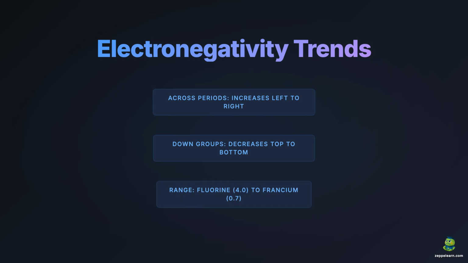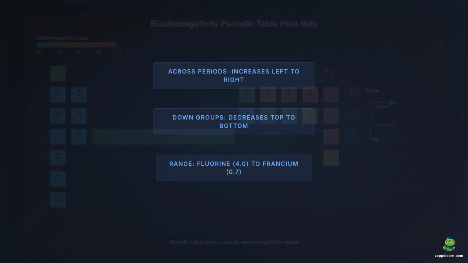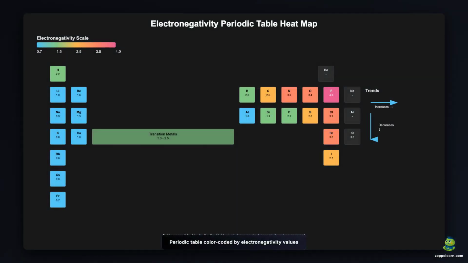Fluorine is the most electronegative element with a value of 4.0 on the Pauling scale, while francium is the least electronegative. This color-coded periodic table shows electronegativity values, with the darkest colors representing the highest electronegativity in the upper right corner, and lightest colors showing lowest values in the lower left.